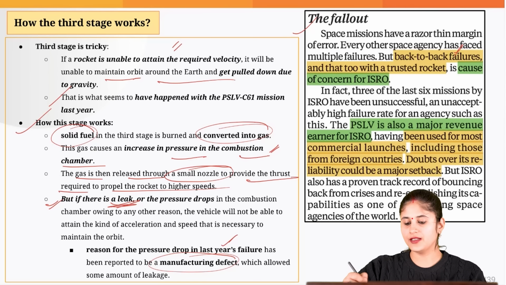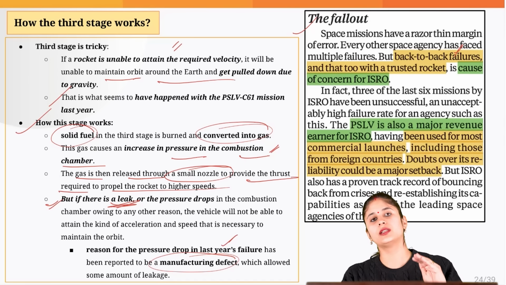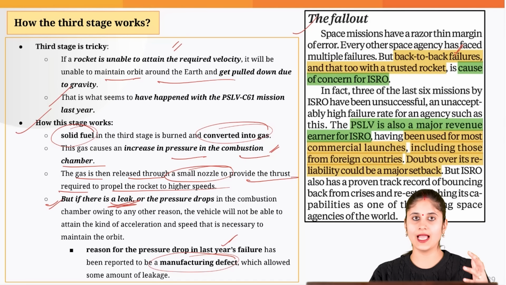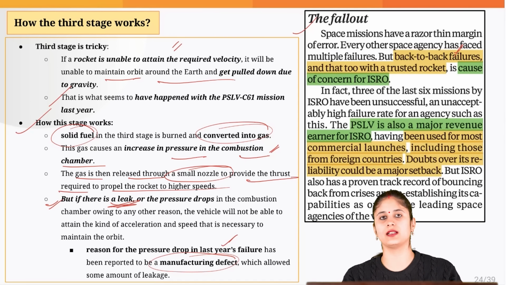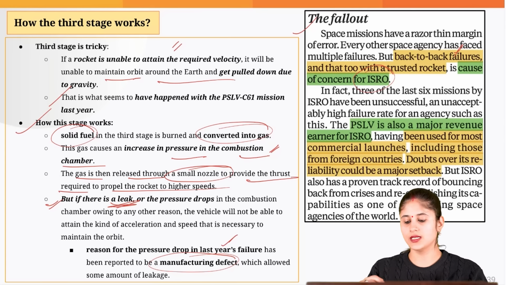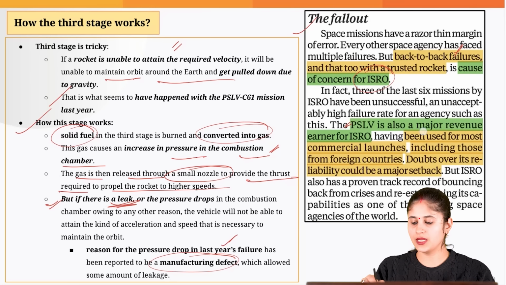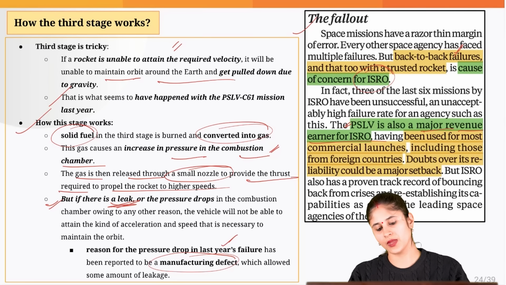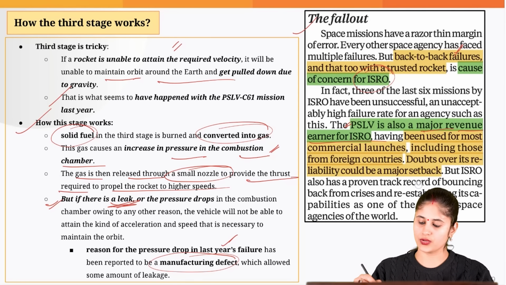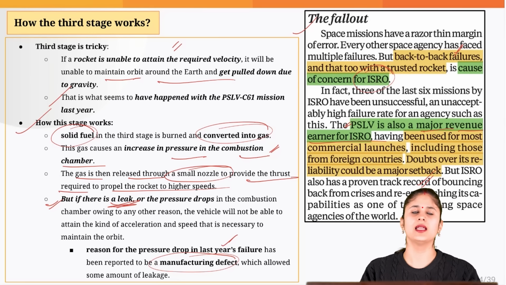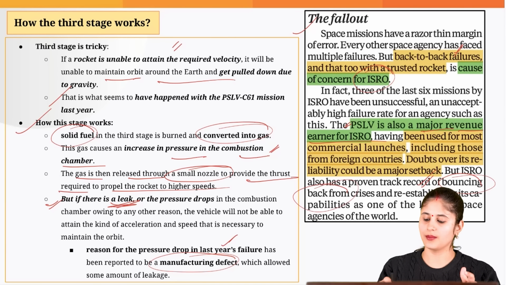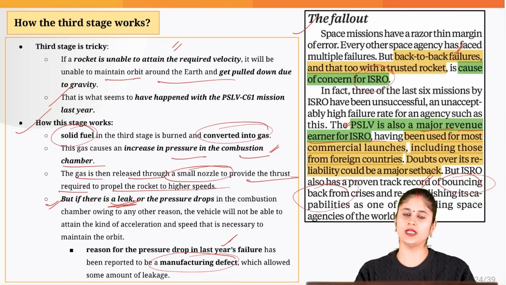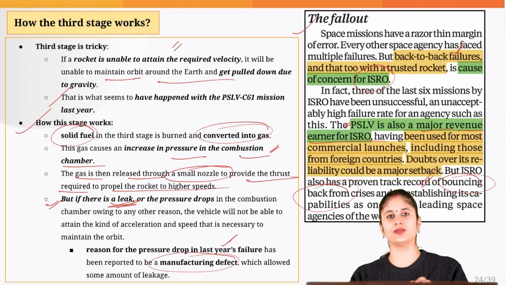Now, why is this a cause of concern for ISRO? Because back-to-back failures diminish the trust that we as citizens have in ISRO, and the trust of foreign companies if they want to launch rockets using this PSLV rocket. That is another concern, because PSLV has been a major revenue earner for ISRO and it has been used for various launches. So it is a major setback, but we know ISRO is known for bouncing back from crises. That's all that we need to know with respect to this particular topic. Let's move on to the next one.